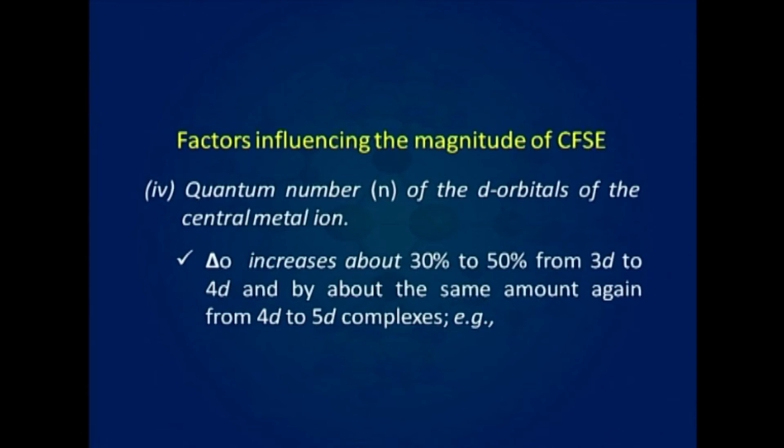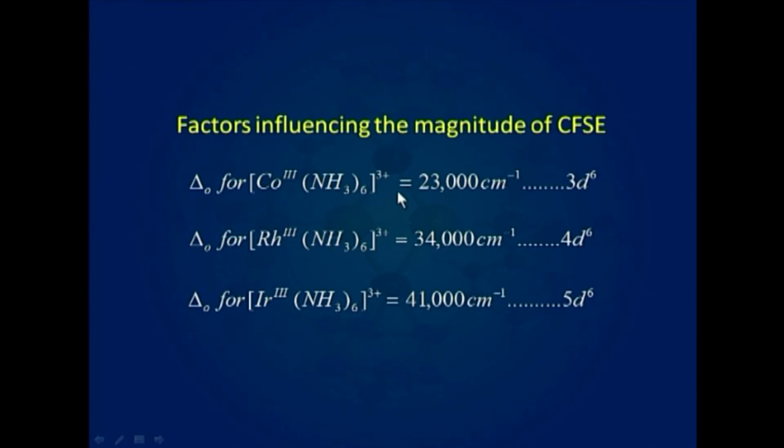Delta O increases about 30% to 50% from 3d to 4d and by about the same amount again from 4d to 5d complexes. For example, you can see here crystal field stabilization energy is increasing from 3d to 4d series and from 4d to 5d series. Presumably, the 4d and 5d valence orbitals of the central ion are better than the 3d orbitals in sigma bonding with the ligands.